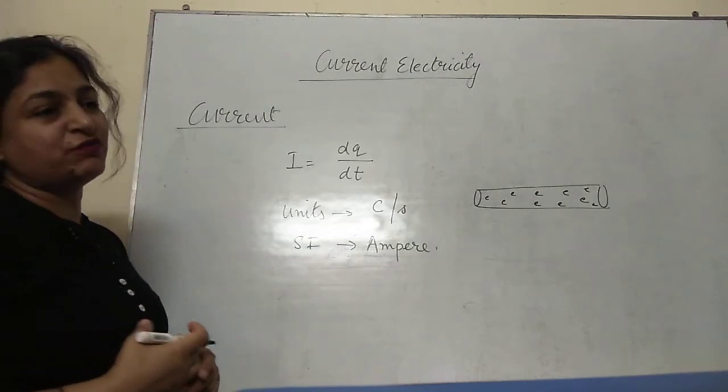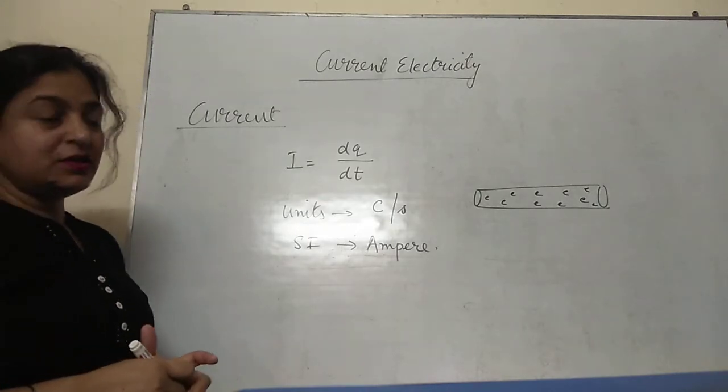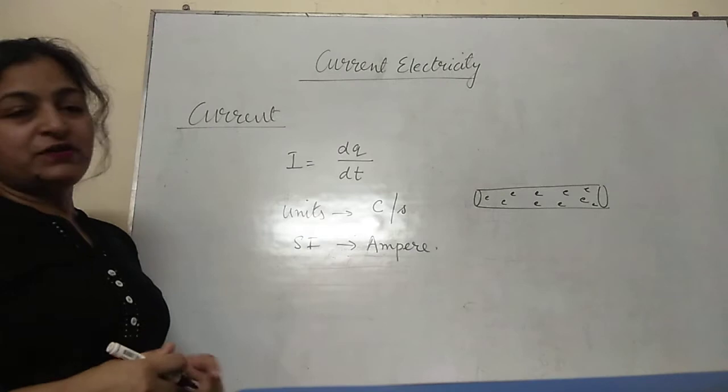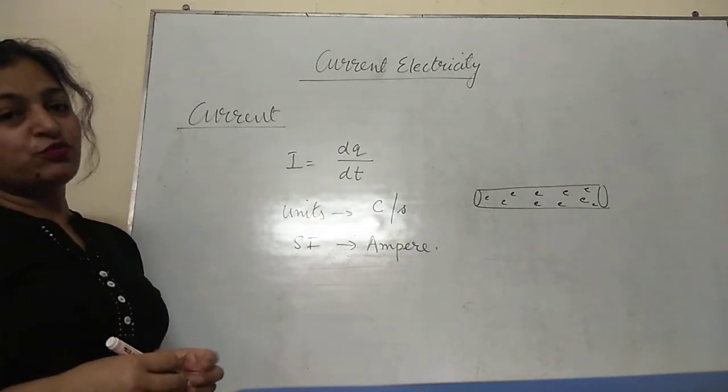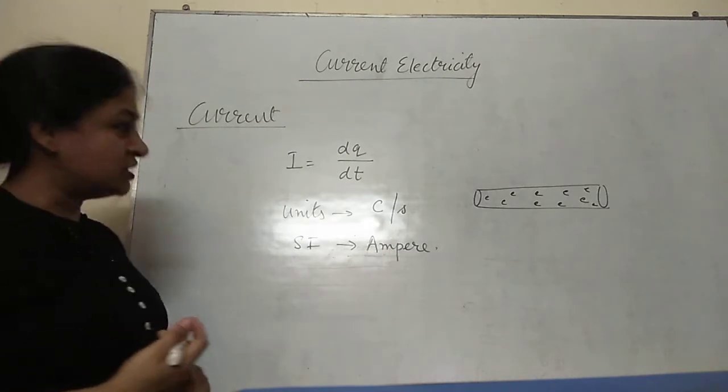They are colliding with one another, and they are colliding with the ions present in the conductor. So the average velocity of the electron would be 0, meaning the average motion of the electron would be 0 when we have not applied any potential difference.